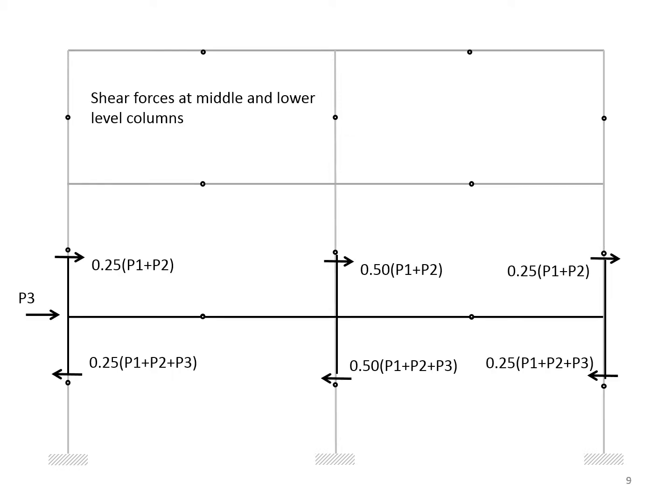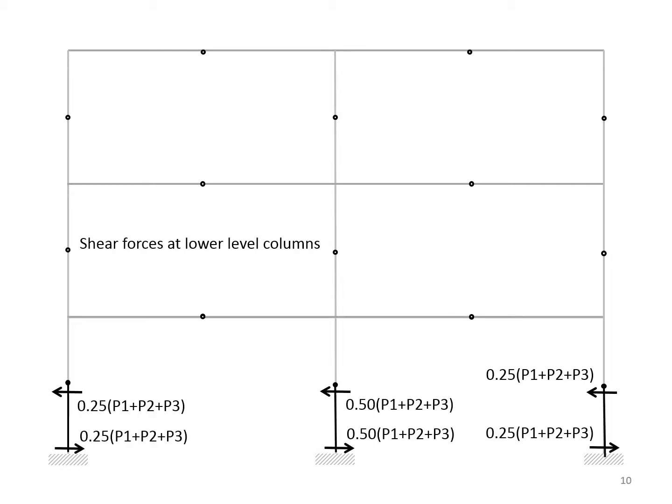Going further down to level 1, the total shear now is P1 plus P2 plus P3. Again, 25% of that each goes to exterior columns, 50% to the interior columns. Finally, this one shows the shear forces at the lower half of the columns in level 1.